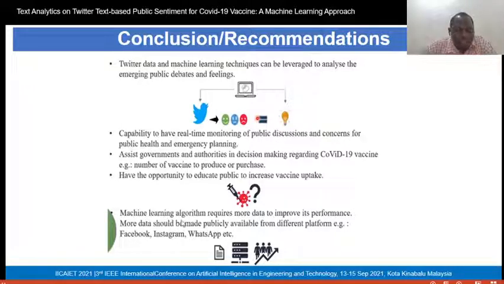Also, machine learning algorithms require more data. So in the next research, we can collect more data from different social media platforms like Facebook, Instagram, and WhatsApp, so that the performance of the machine learning algorithm can be improved.